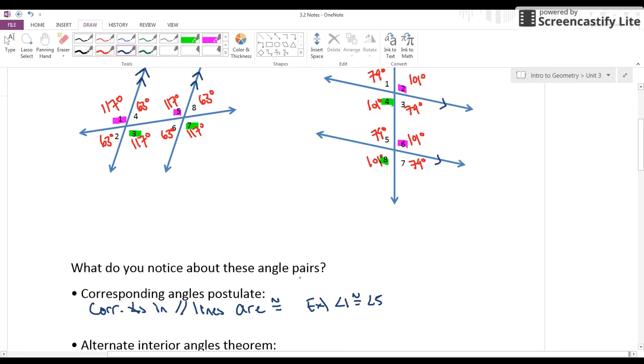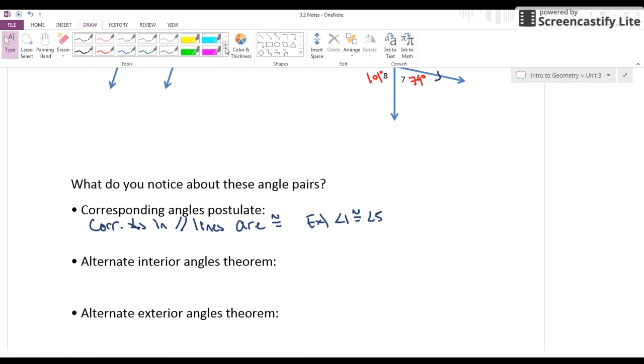Let's take a look at some alternate interior angles. Okay, so I deleted those highlights, so we'll look at some alternate interior angles now. So what are some alternate interior angles? Well, hopefully you're seeing things like angles 4 and 6, right? They're on different sides of that transversal, but inside the two parallel lines, or something like angles 3 and 5, right? Alternate interior angles there. What do we notice about them? Here, 4 and 6 that I highlighted, 63 and 63. 3 and 5, 79 and 79. Conveniently, our alternate interior angles are also congruent.